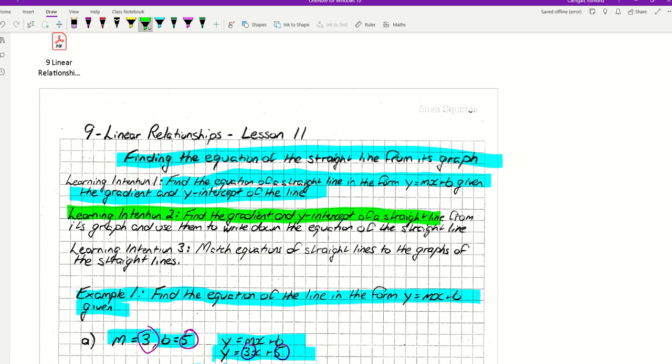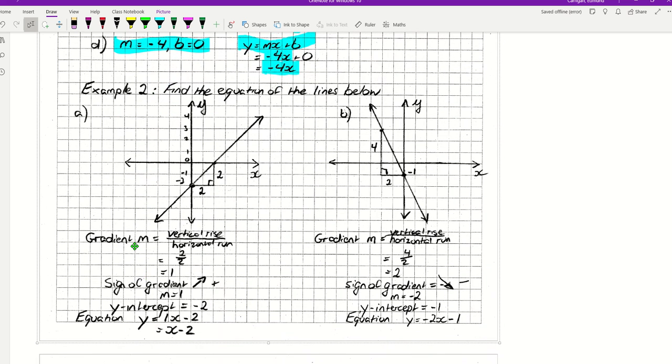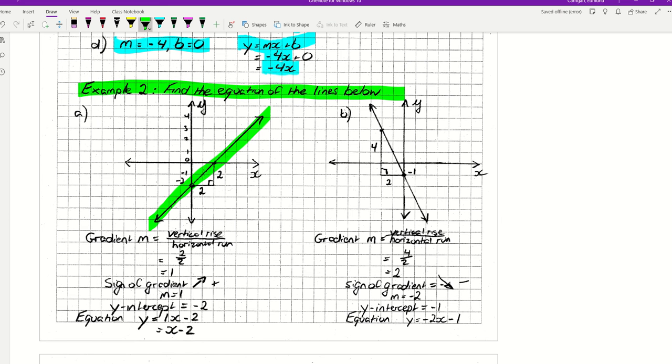Find the gradient and y-intercept of a straight line from its graph and use them to write down the equation of the straight line. Example 2, let's find the equation of the lines below. The first thing I'm going to do is have a look and see if I can see some points. There are points all over the place that go through the intersections. I've chosen this one on this axis and this one on this axis because I think it's easy.